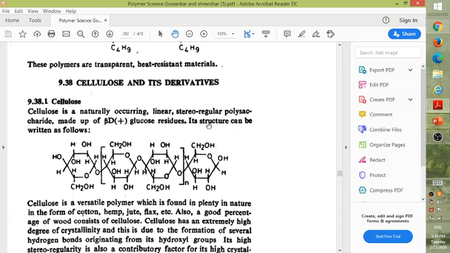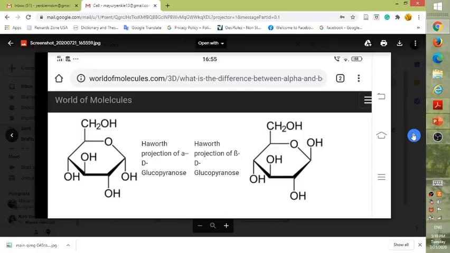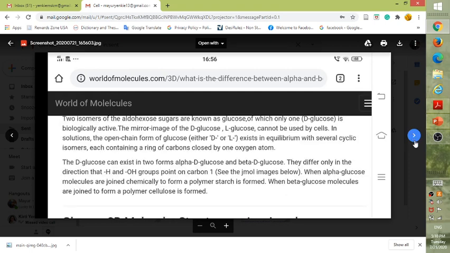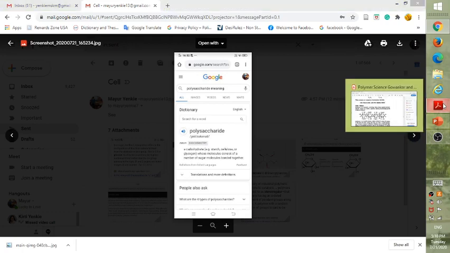And then stereoregular. What is stereoregular? Can anybody tell me? It is something which is having an ordered arrangement. Ordered arrangement of molecules, that is called its stereoregularity, and it is a polysaccharide. Now what is a polysaccharide? A carbohydrate whose molecules consist of a number of sugar molecules bonded together, that is a polysaccharide.